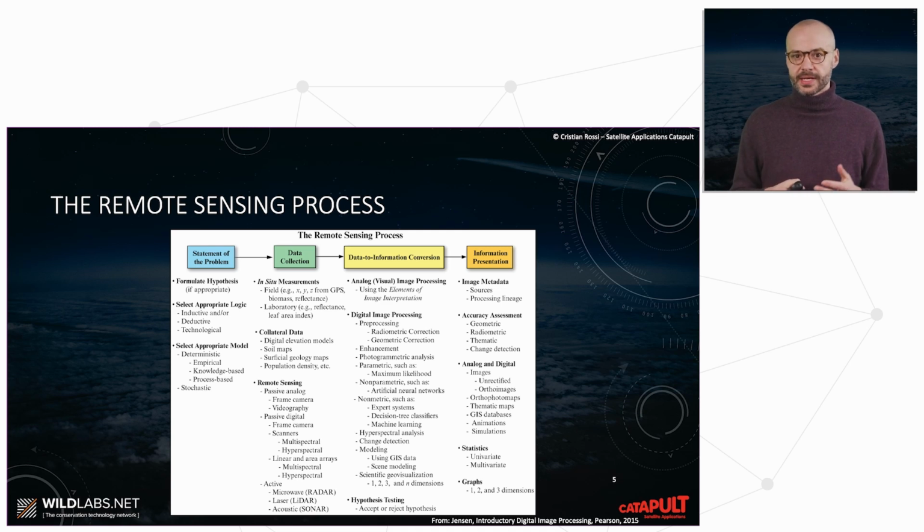The final part is the information presentation. Once we got our product, we need to present it to stakeholders or to researchers, to whoever this study is for. And within this part, we often also carry out an accuracy assessment of our results, alongside a proper presentation of the results. So those 4 parts of the remote sensing process are very common, and we will see this through all this series.